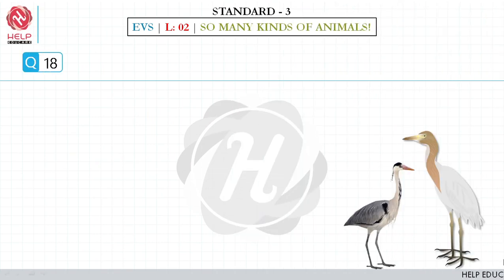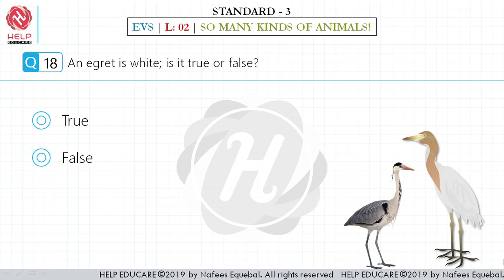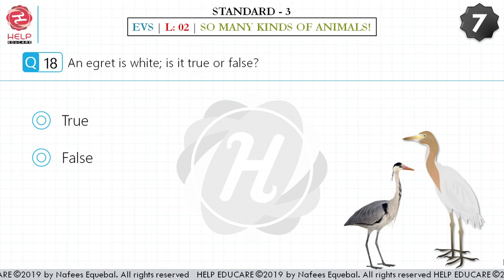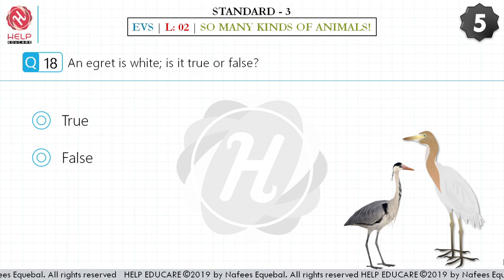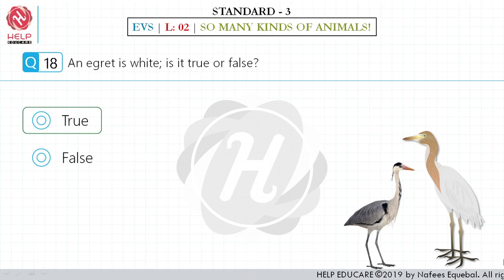Question number 18. An egret is white. Is it true or false? First option, true. Second option, false. Your time starts now. Correct answer is true.